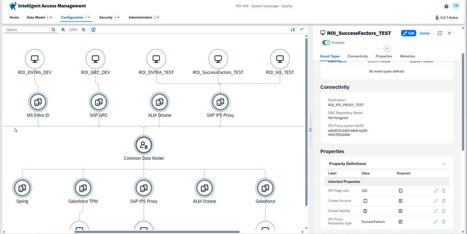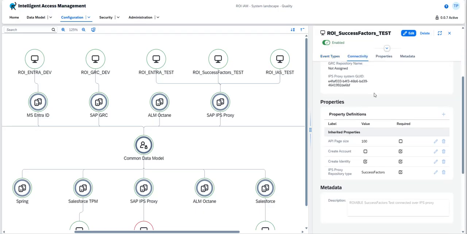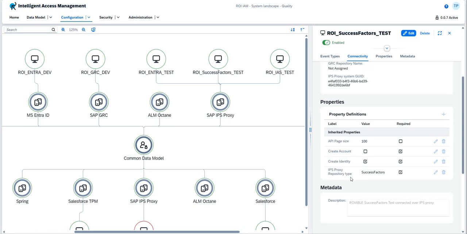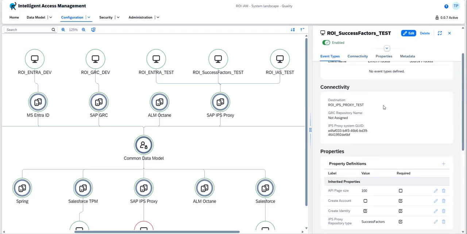We're going to start at the system landscape where we can see the various systems connected. On the top you can see the source systems for the ROIAM product, and at the bottom you can see target systems. On the top we are currently looking at the SuccessFactors system connected through IPS proxy with its various properties needed for the configuration. We're using a standard destination through the BTP, and also we are configuring various properties related to the application.